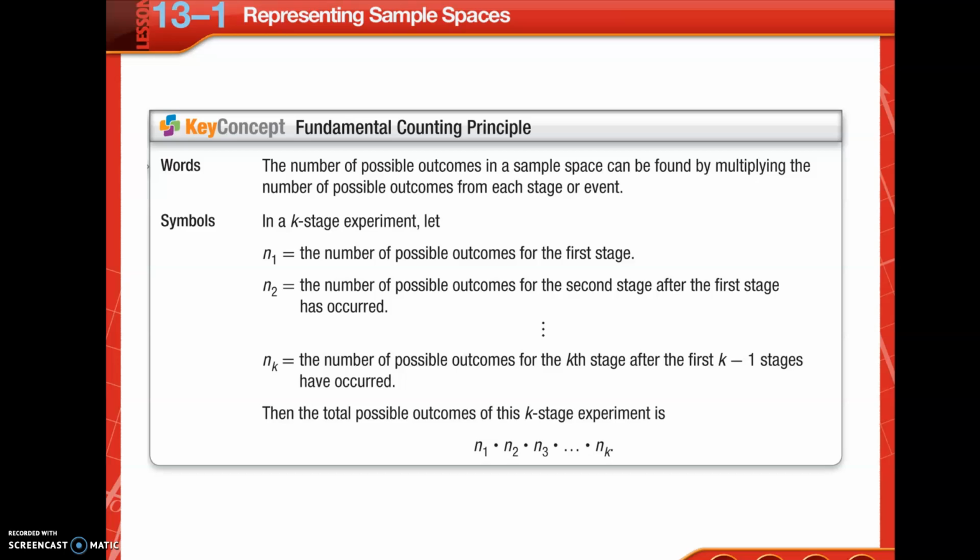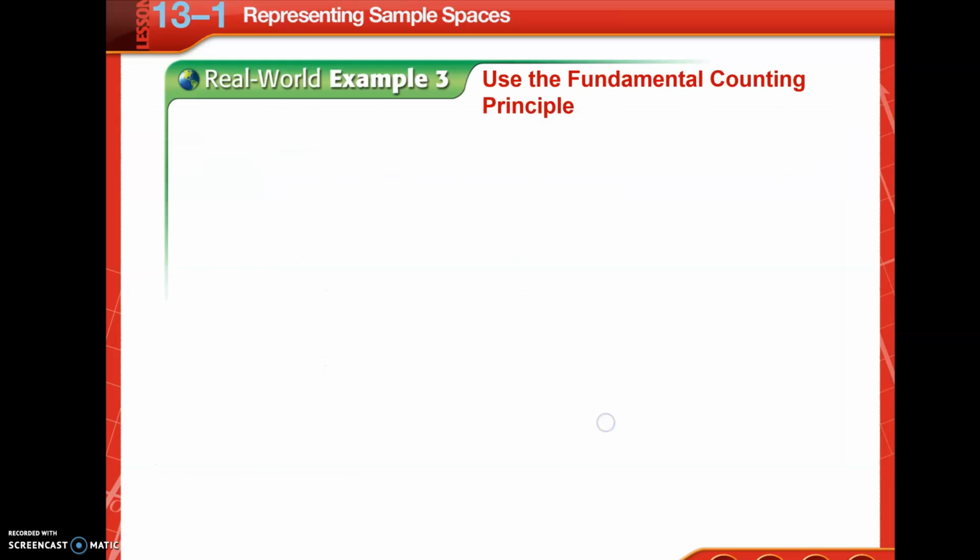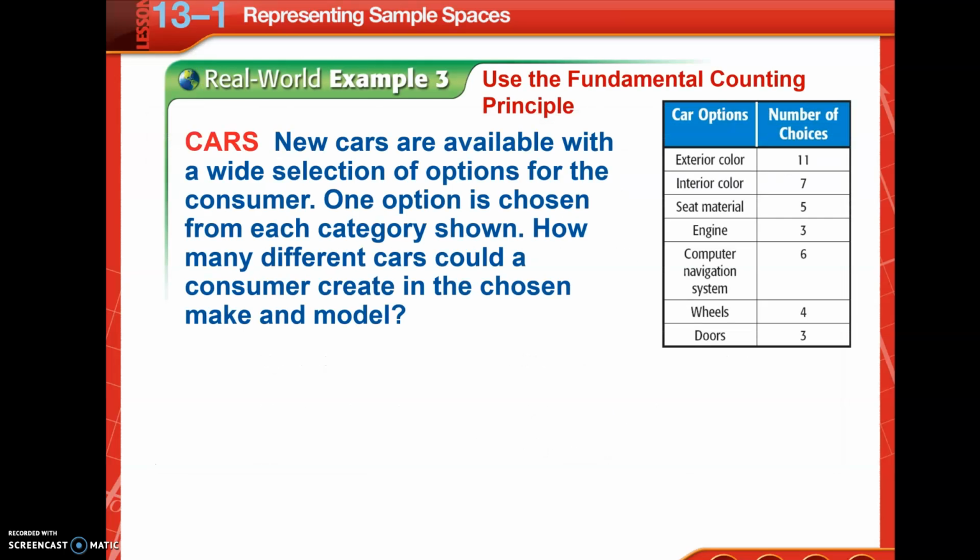So we have this thing that's called the counting principle. If you take the number of possible outcomes in the first stage, the number of possible outcomes in the second stage, and so forth with each stage, and you multiply each of them, that's going to give you the total number of possible outcomes without having to make that diagram. So that's what we could do here.